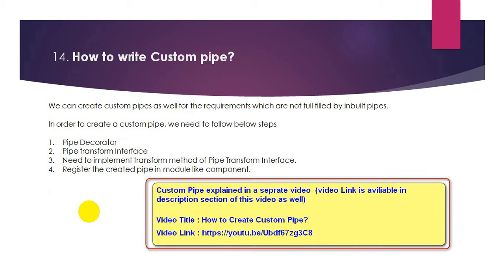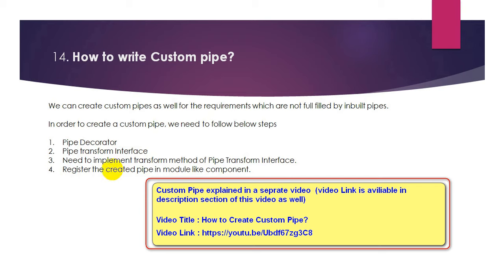In Angular, we have some inbuilt pipes which perform some specific transformation. Like we have the lowercase pipe, which transforms the value into lowercase. We have the uppercase pipe, which transforms the value into uppercase. But sometimes we have some requirement which cannot be fulfilled by the inbuilt pipes. At that time, we need to create our custom pipe.